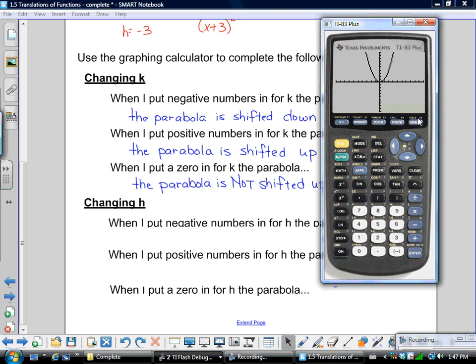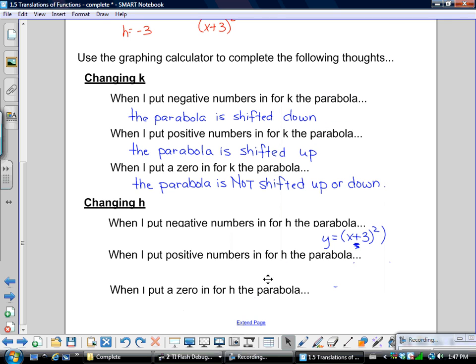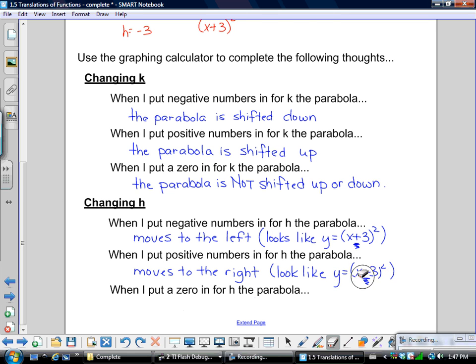Notice I don't see any change at all. What's happening here is when I put a negative number in, in other words when the bracket becomes positive, it moves to the left. So it looks like this when I put a negative number in. It's the opposite of what you would think when you just look at the bracket. When I put a positive in, it moves to the right and it looks like this. Okay, so it kind of looks backwards.